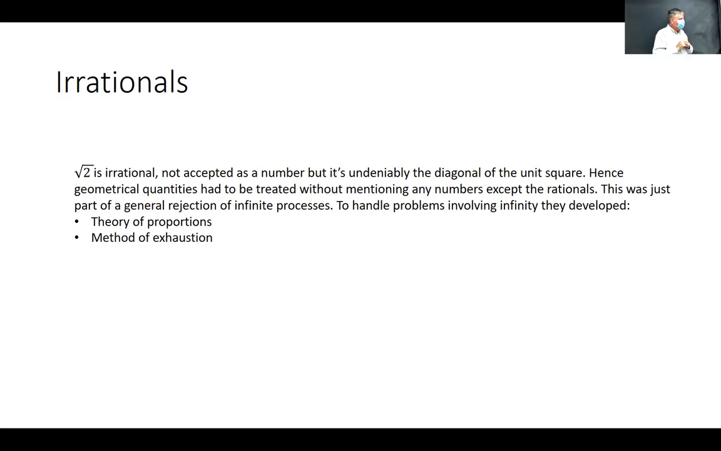But in general, they didn't like infinite processes. And so to be able to do their mathematics and deal with infinite things, they came up with 2 types of theories. There's a theory of proportions, and there's the method of exhaustion, which you would have seen both of in the videos before. They're both due to Eudoxus, and they both turn up, I think, in book 5 of the Elements.